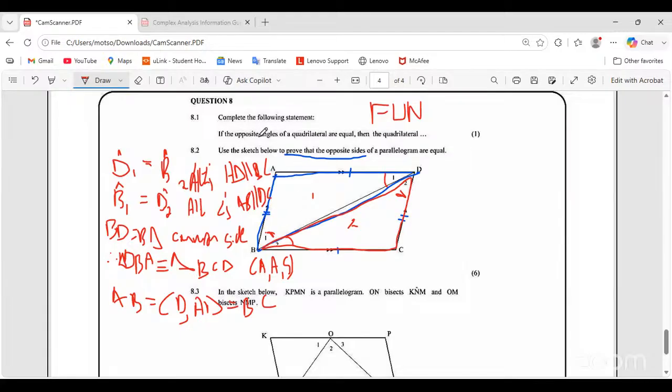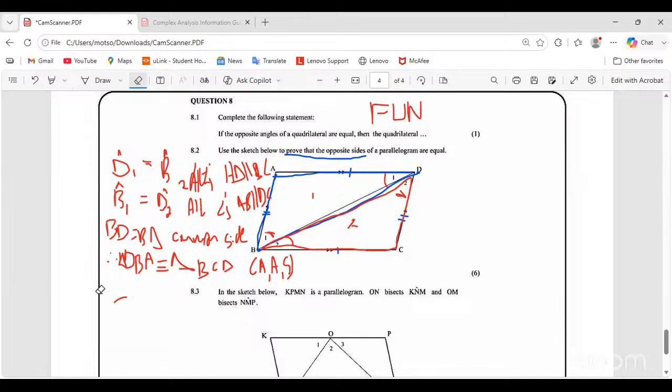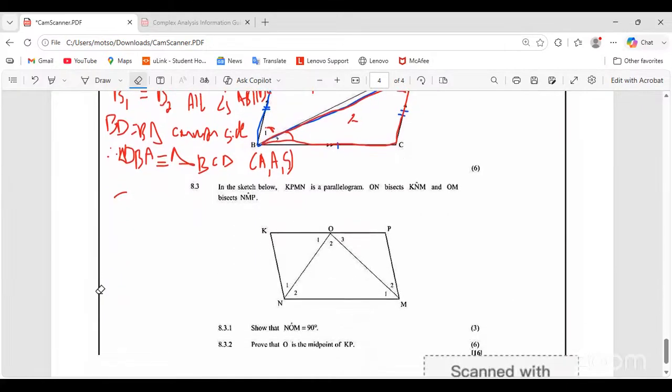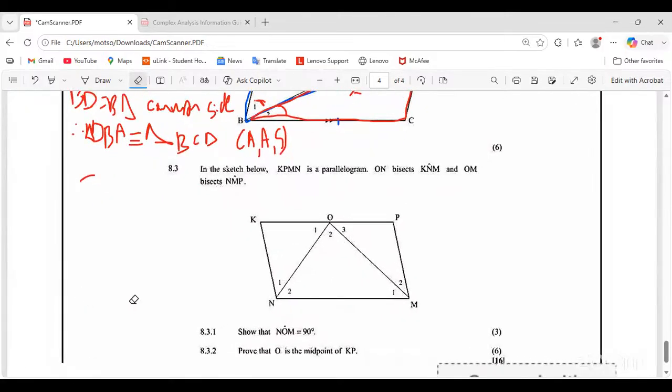Now, let's move to the next question, 8.3. Oh, let me erase this just to have some space to write on. Okay. Now, 8.3 says to us, in the sketch below, KPMN is a parallelogram. KPMN. This is a parallelogram. Now, before we can go any further with this statement, we need to analyze this parallelogram using the properties of the parallelogram that we know.